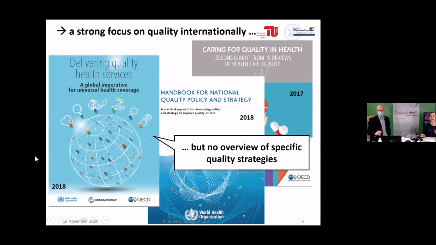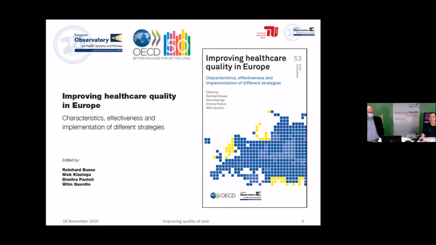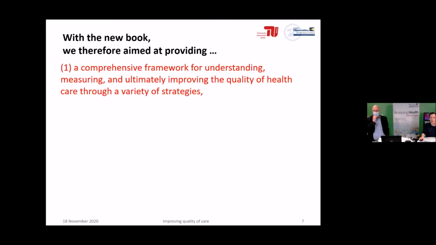Sorry. No problem. At a time where there was a lot of initiative going on about quality, different organizations shed light on different aspects, such as national policies and strategies, different ways of measuring. Patient safety was a focus, delivering quality of care, but we didn't find a comprehensive overview of specific strategies and how and what we know in terms of evidence on how they work, if they work, and how we can implement them. That's what the book tries to do.